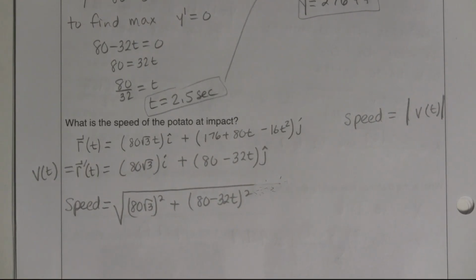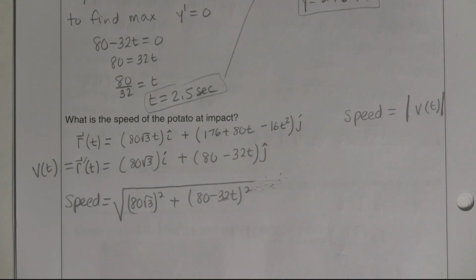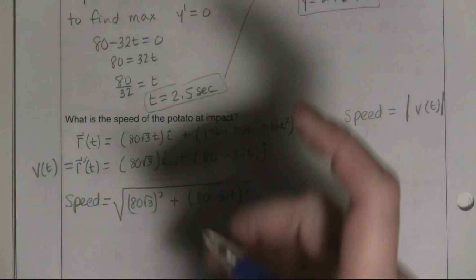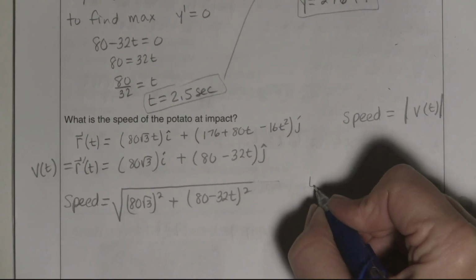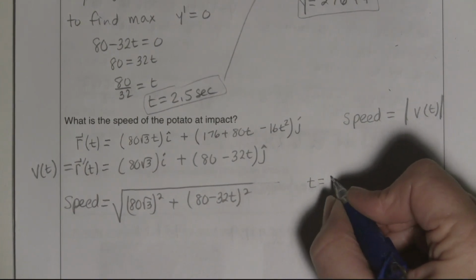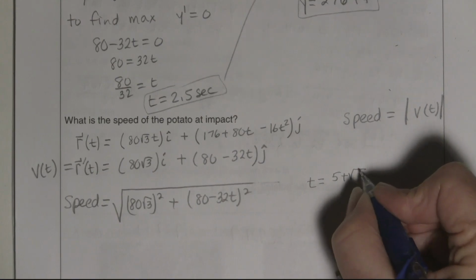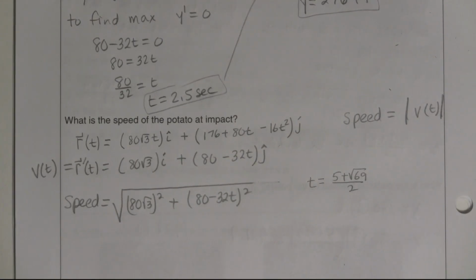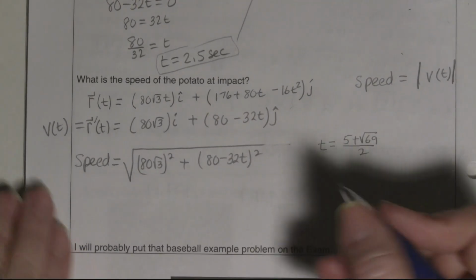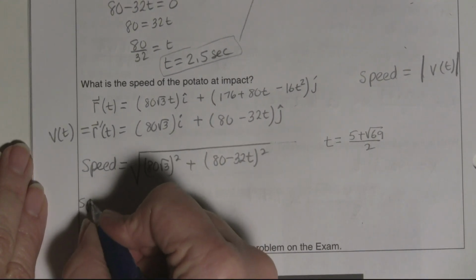So we did a lovely job at that. And then I'm just going to plug in what t is in my calculator and let it figure it out. So remember that we can plug in t at any time. I'm going to plug it in now. So it's 5 plus the square root of 69 over 2. And I always put in exact, because I'm a math person, and I don't want any rounding error.